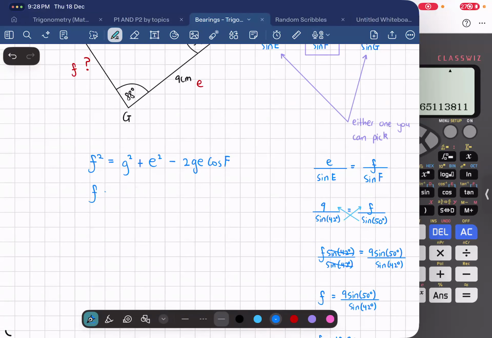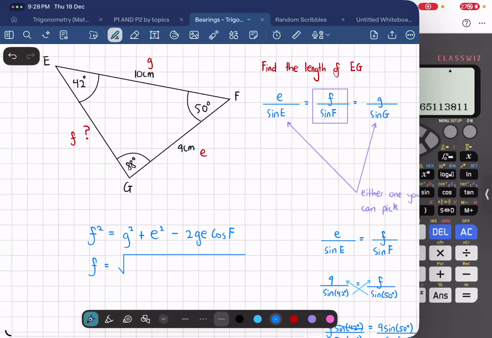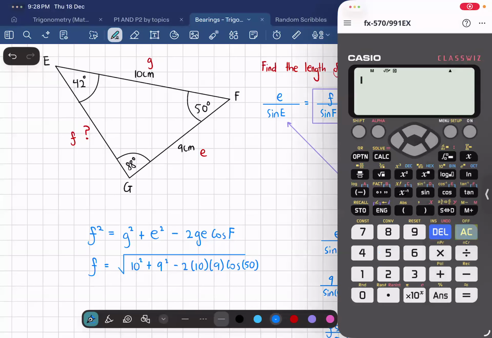Nice. Since we're in a time crunch, I'm just gonna find the answer one time. So g, that's 10 squared, e, that's 9 squared, minus 2 by 10 by 9 cos 50. Plug that into the calculator first. We could do an actual CSEC question, and I'll see how everything works out. But we understand the concept though. That's the important part.